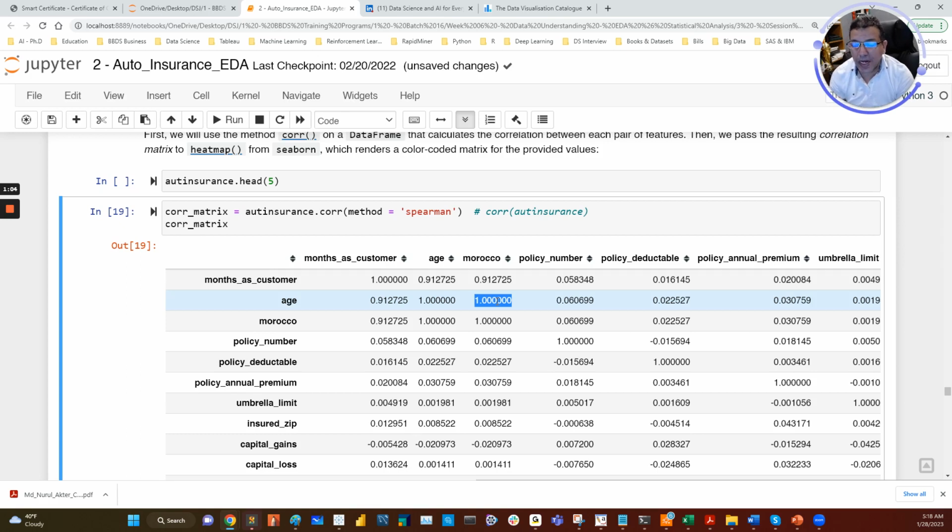If they are 100% the same, then we definitely need to remove one.